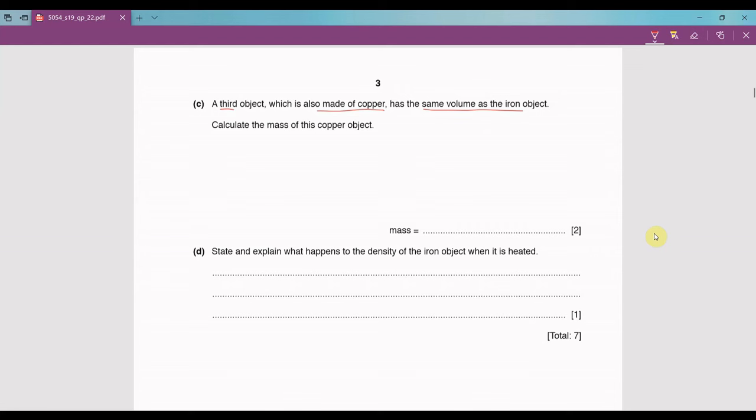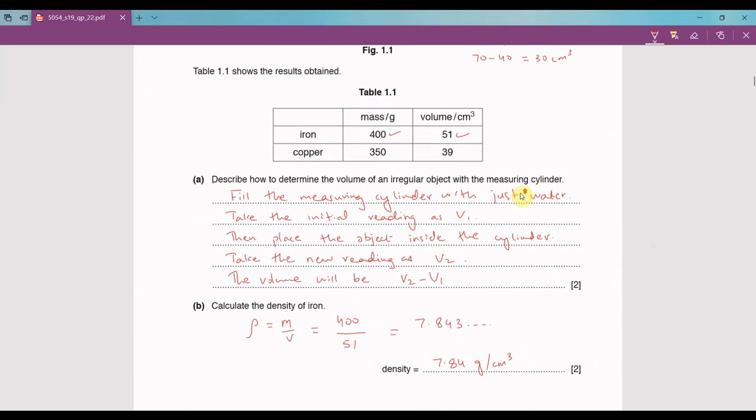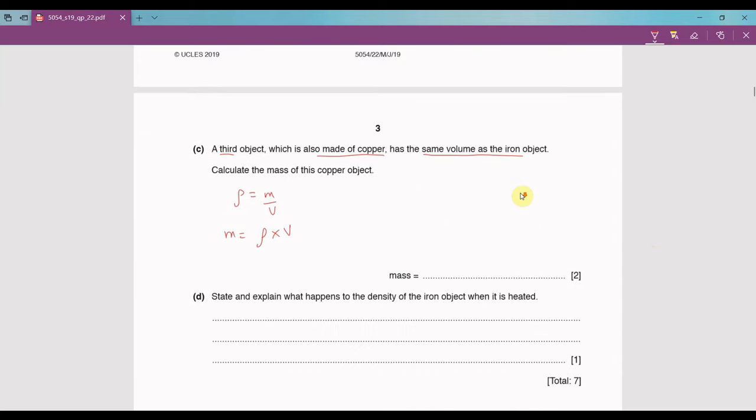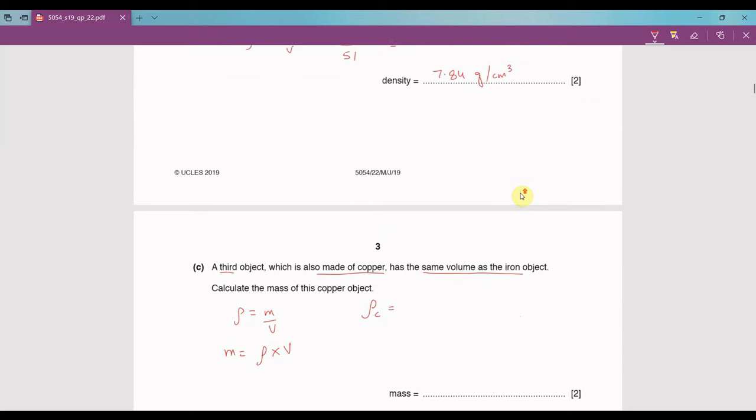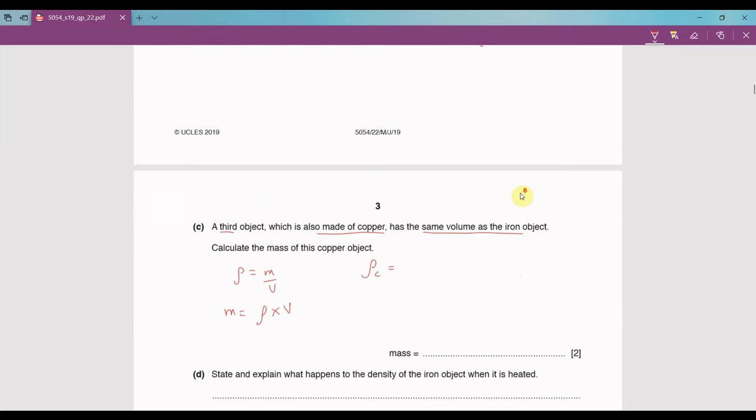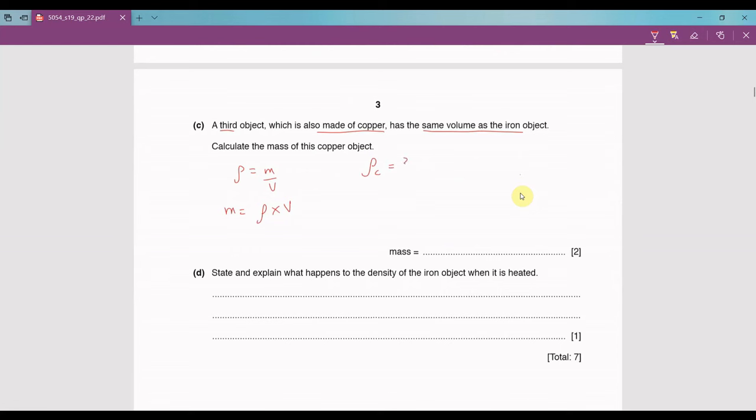Again we use the same formula. Density is equal to mass over volume. So if you want to calculate the mass, that would be density multiplied by volume. Because it is made of copper, its density would be the same as the density of copper. We haven't yet calculated the density of copper, so let's go and calculate it first. Density of copper would be 350, which is the mass, divided by 39. This would give me the density of copper.